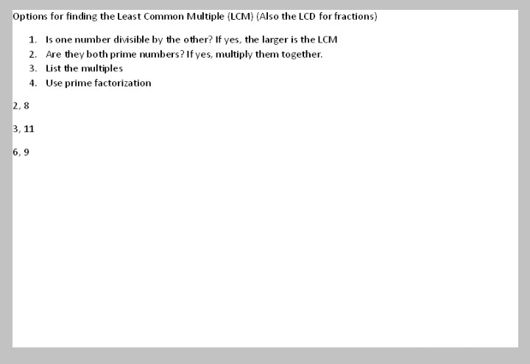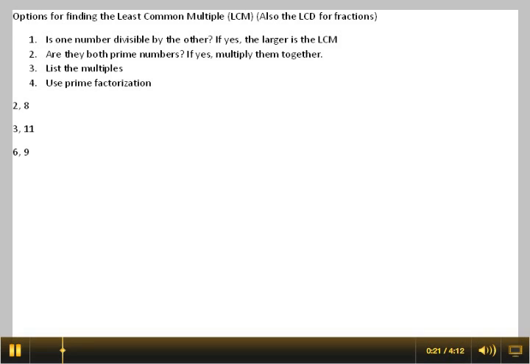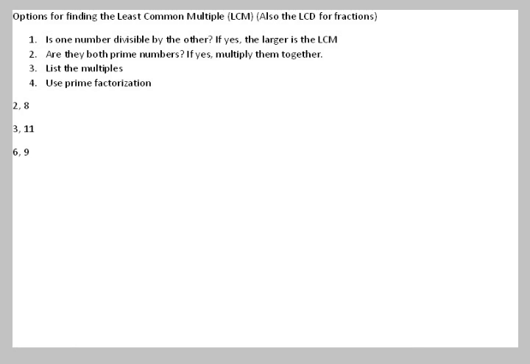The first option is to check to see if one of the numbers is divisible by the other. So in our first example here with 2 and 8, 8 is divisible by 2. So we automatically know that the larger number is our least common multiple. In this case, 8 is the LCM. Whenever one number is divisible by the other, then we know that the larger number is the LCM.